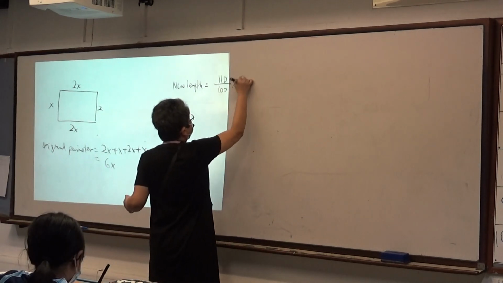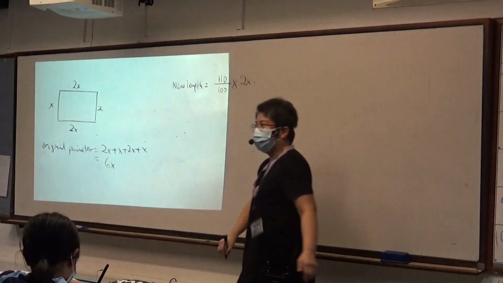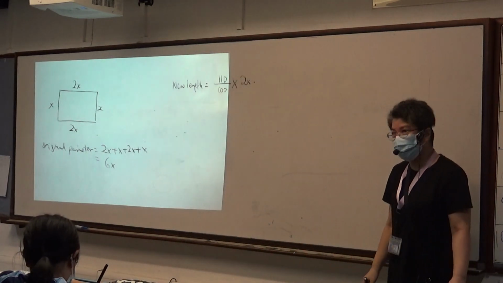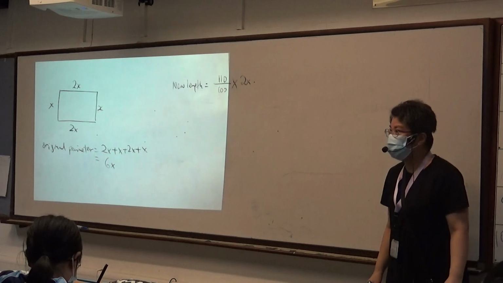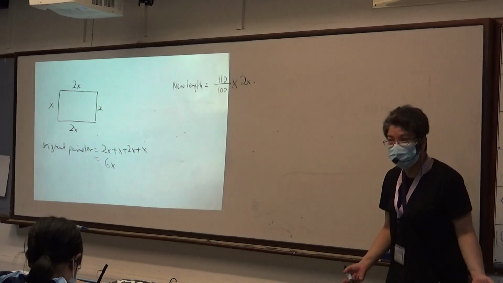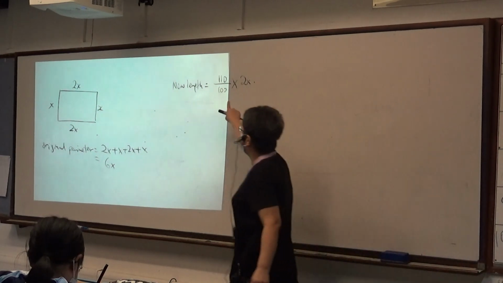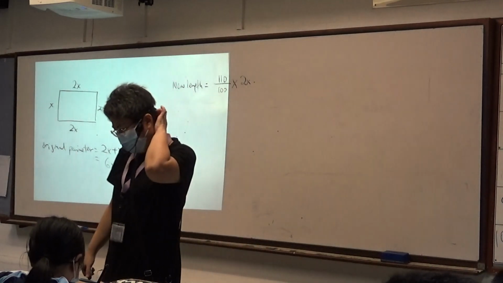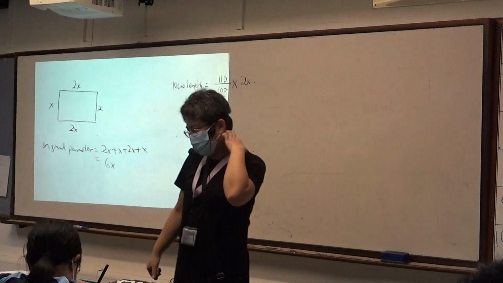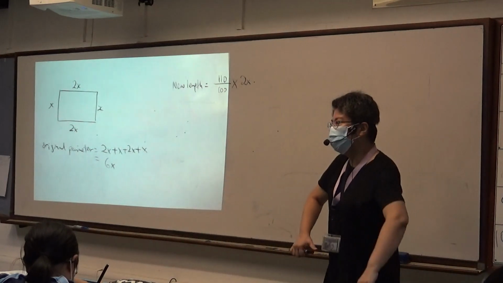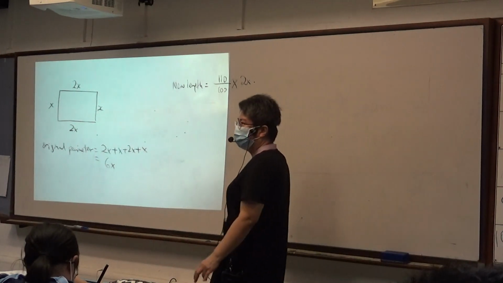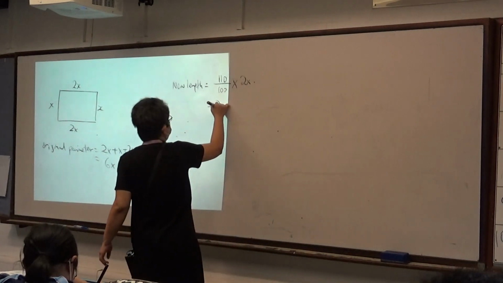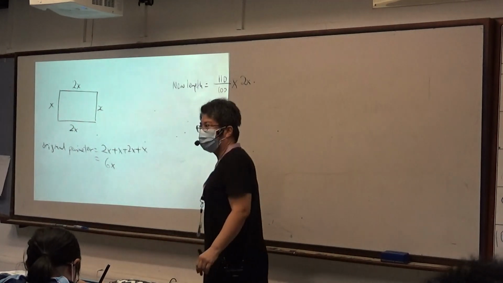110% times 2x, right? Am I right to say that? 110% times 2x, right? Because it's an increase now. Okay, all of you key in 110% times 2. What does it give you? 2.2x, right? Okay?